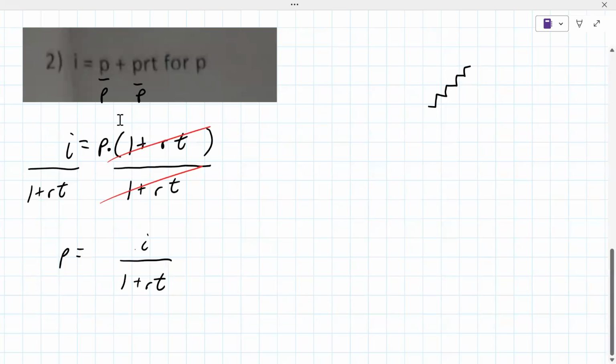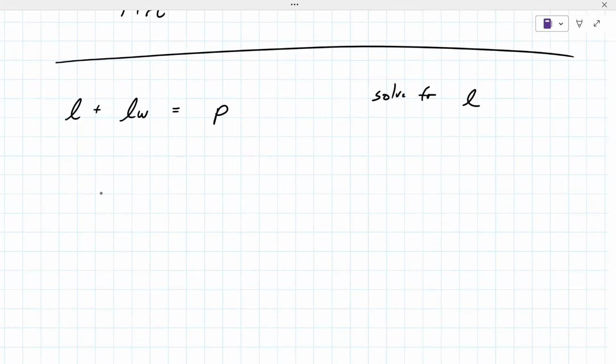All right. So let me know when you get this down. I'll have you do one like this. I got it. All right. So let's go: L plus LW equals P. And you're going to solve for L. So this is really similar to the previous one. Why don't you try it on your own? Ask me some questions if you're unsure. Let's see what you come up with.